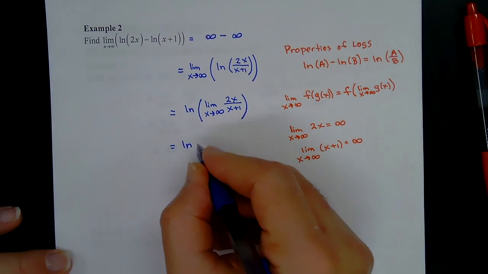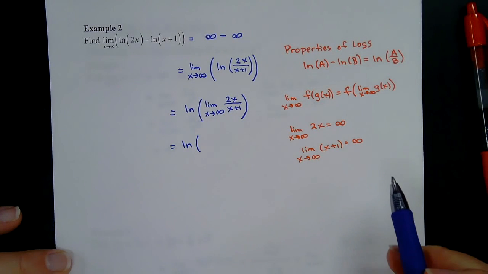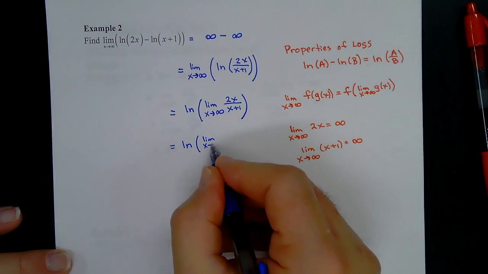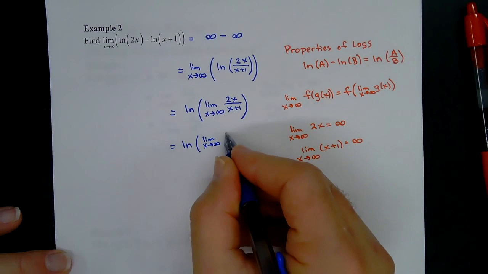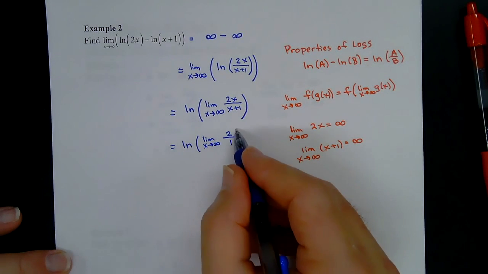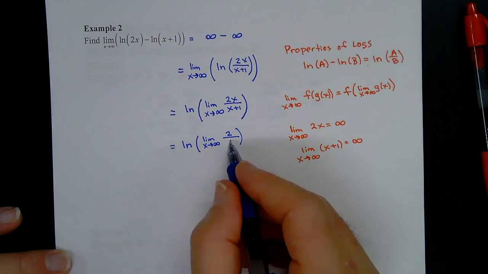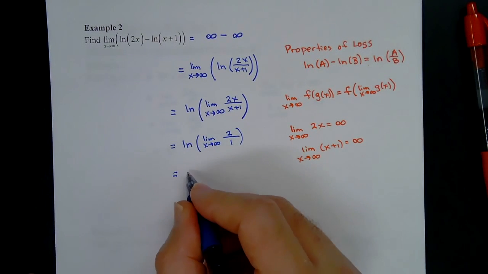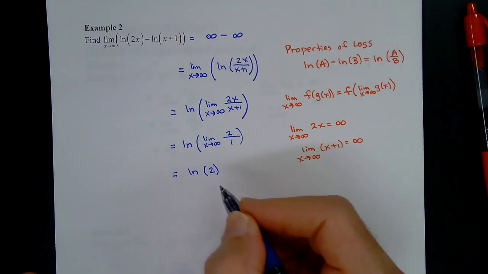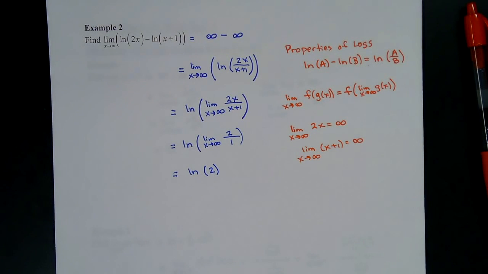So this becomes the natural log of the limit as x approaches infinity of 2 over, and then the derivative of x plus 1 would be 1. Well, as x approaches infinity, this is going to be 2. So this just turns out to be the natural log of 2. And that's what the limit is for this.